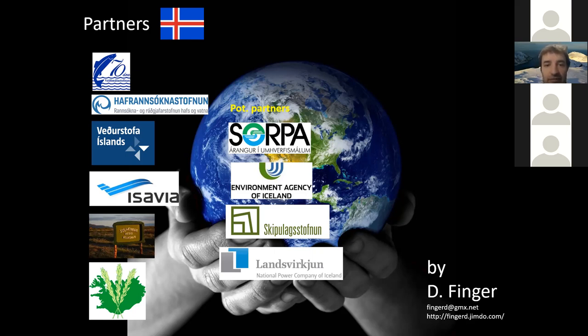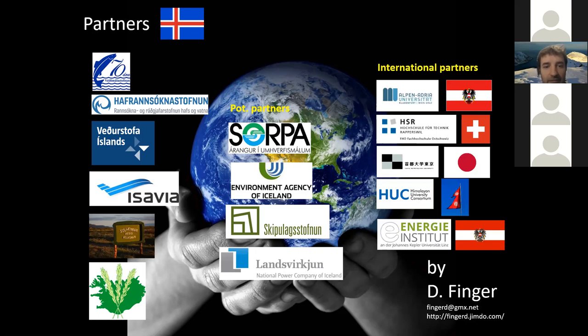The Environmental Agency of Iceland, there we have been working together on the Water Framework Directive, trying to quantify the ecological status of rivers. Then the Planning Agency is the agency that gives an evaluation of environmental impact statements. It could also be a very interesting partner. And then, of course, the power companies, Landsvirkjun and Orkustofnun, could also be project partners to team up and to look into sustainable engineering.